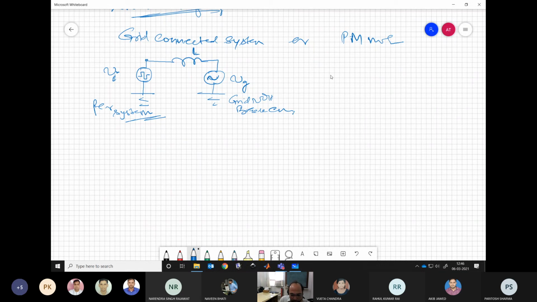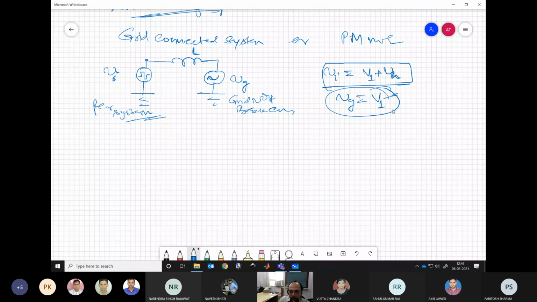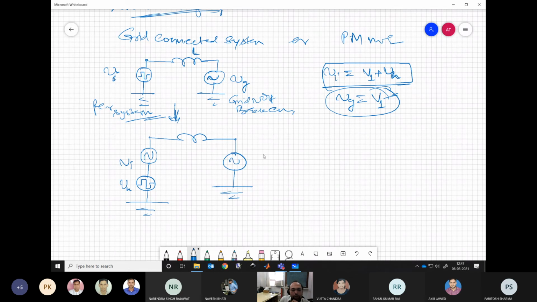Now we know that our VI is basically having some fundamental component and then it is having harmonic components. So it is a combination of that. Whereas our VG is having only the fundamental component, the grid or back EMF is generally supposed to be free from harmonics. So then if we just separate out these components from the inverter side, so let's say this is V1 generated by the inverter and this is the harmonic generated by the inverter. So this is how our per phase single line diagram would look like.